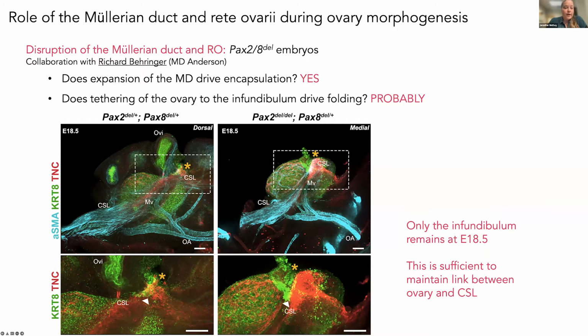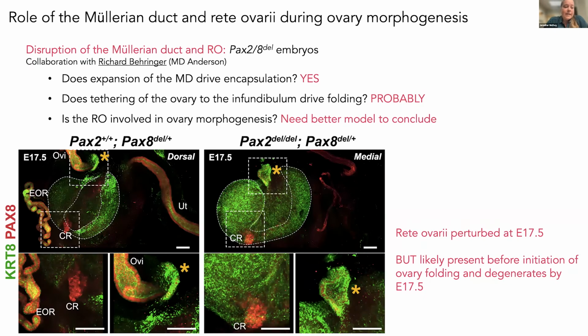So to actually be able to address this question of whether tethering of the ovary to the infundibulum drives folding, we now need to develop more or better models where the entire oviduct, including the infundibulum, is depleted, and hopefully this will lead to a phenotype in folding. And I'm currently working on developing these models.